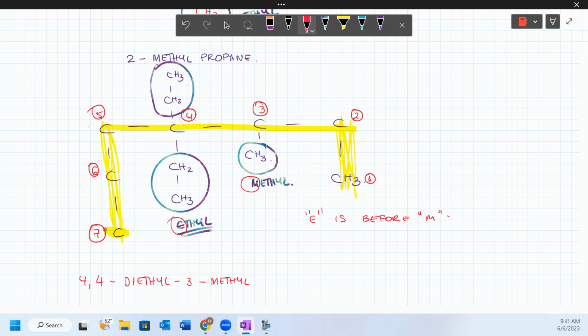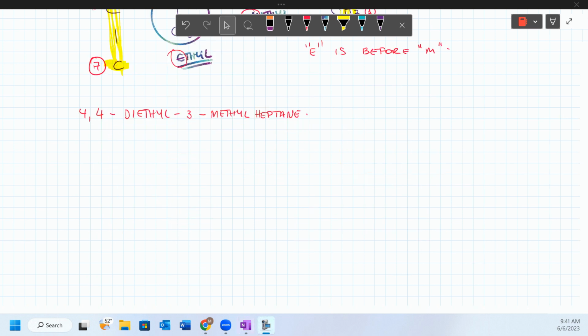And now we have 7. What does it mean, 7? What is the root of the prefix for 7? Heptane. Okay? Makes sense?